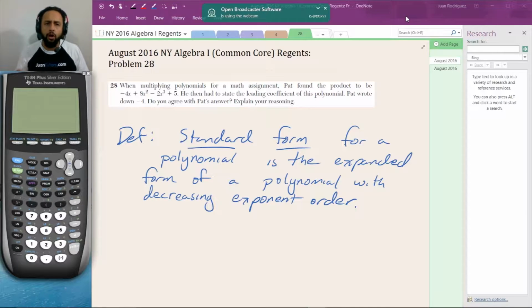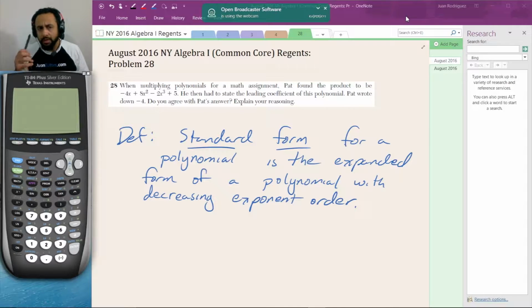Today we're working on the August 2016 New York Algebra 1 Common Core Regents problem number 28. If you want to download these tests, they're freely available online. Go to nysedregents.org, click on the appropriate tabs, and you can find the tests there.